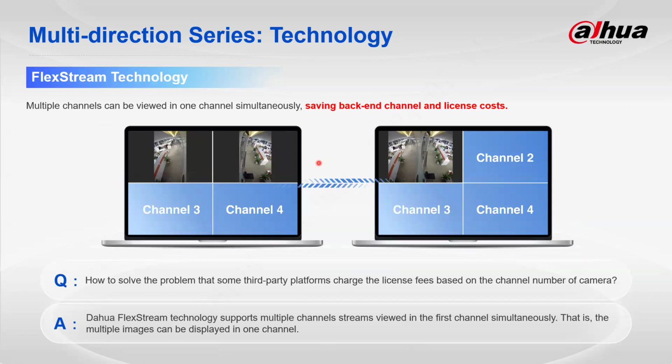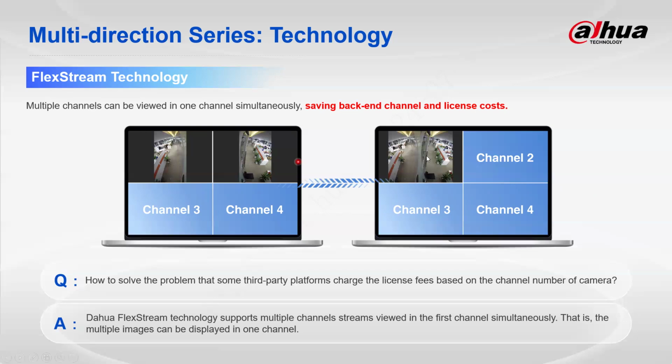So this Flex Stream, we're told that multiple channels can be viewed in one channel simultaneously, saving backend channel and licensing costs. For example, if you're required to pay for licenses for each additional channel that you add to your system. So you can see from this particular point, assuming that this flexing technology was not available for the multi-directional cameras, each lens will take a separate channel, meaning that it's going to limit you from adding more channels on that particular NVR.